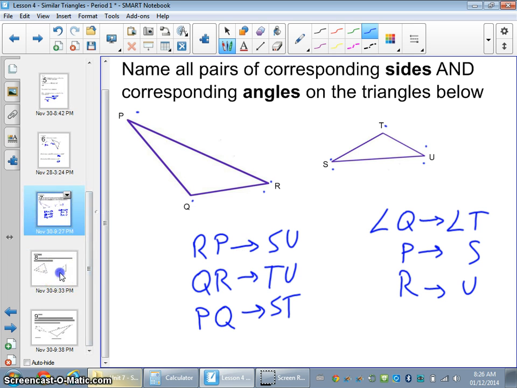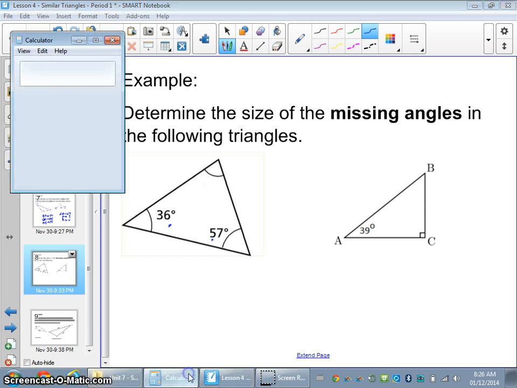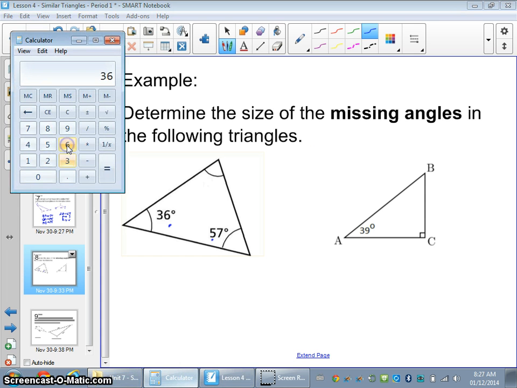A couple more examples here. Determine the size of the missing angles on the following triangles. So again, we combine the two angles we know, and we go 180 subtract that. So 36 plus 57 equals 93. So we go 180 subtract 93, and we get 87 degrees.